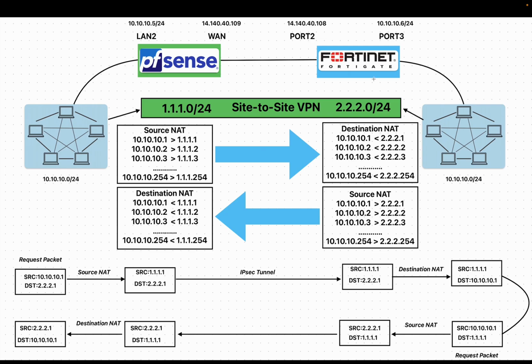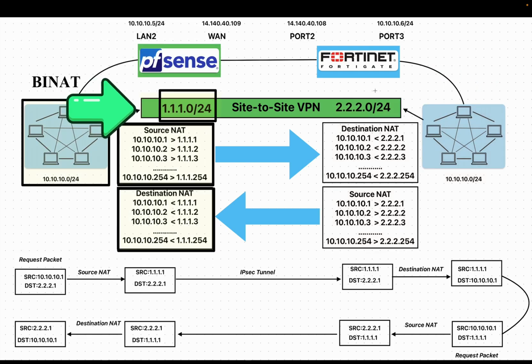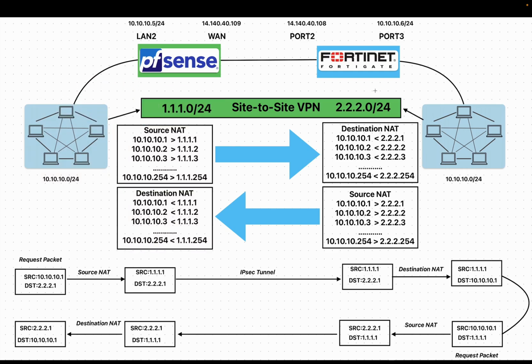So the Fortigate firewall will be using the 2.2.2.0/24 subnet for the translation for the bidirectional NAT, and on the pfSense firewall we will be using 1.1.1.0/24 for the translation purpose for the bidirectional NAT from within the subnet to the outside world and from the outside world to inside the network.